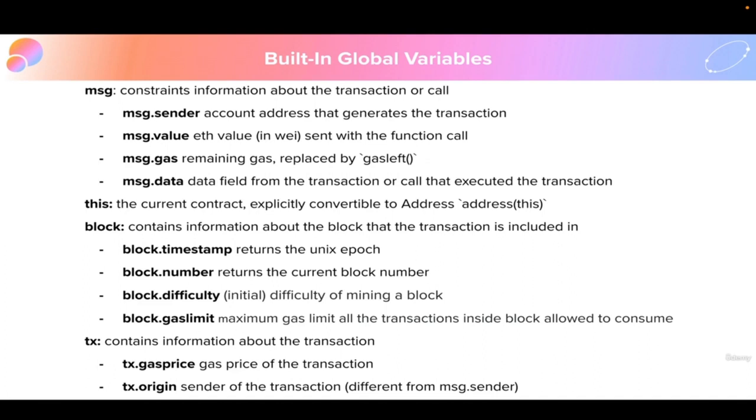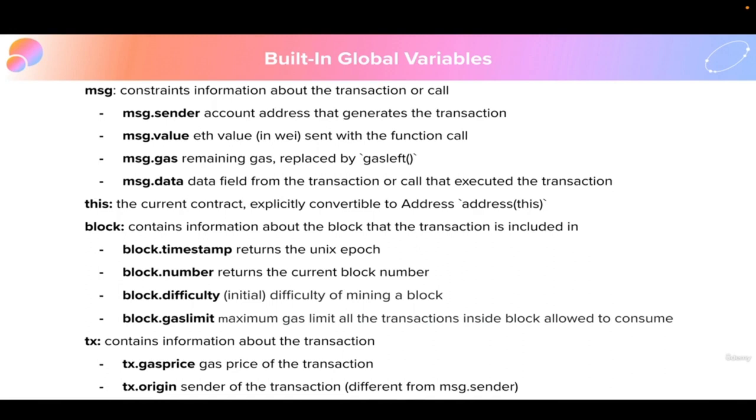Next, we'll look at the this keyword. You may be familiar with this if you've worked with classes in other languages. In Solidity, this is the current contract, and it is explicitly convertible to type address. You can use address(this) to explicitly convert to the address type.